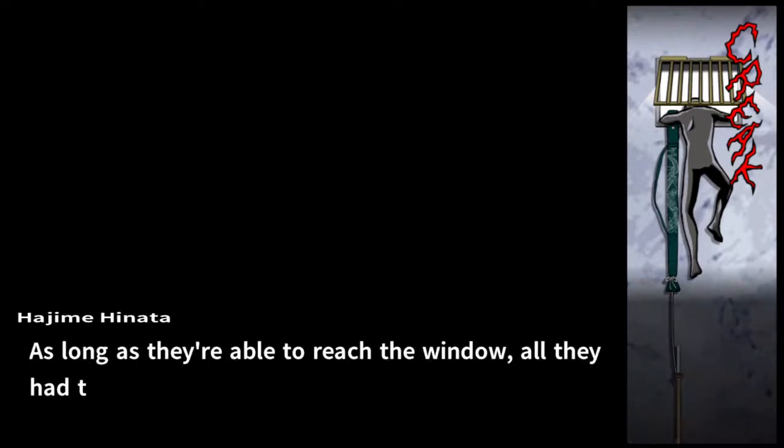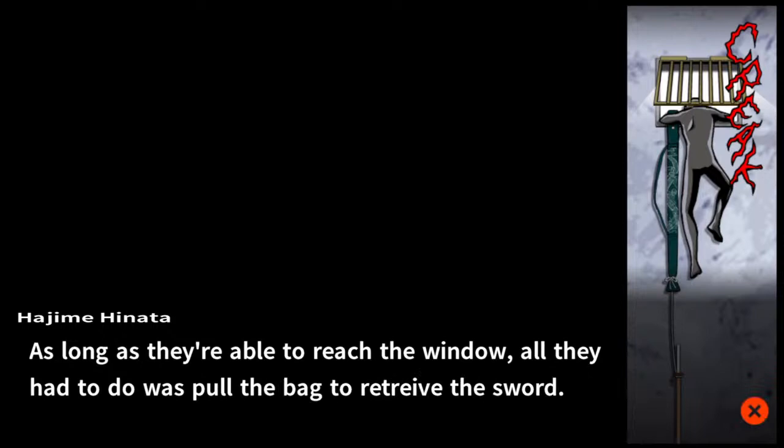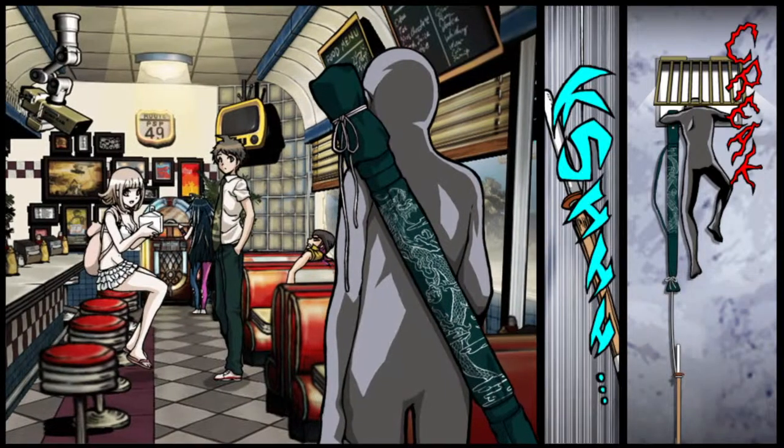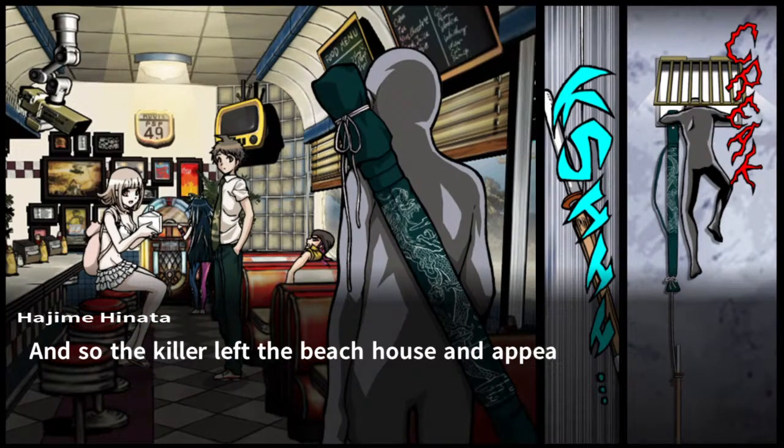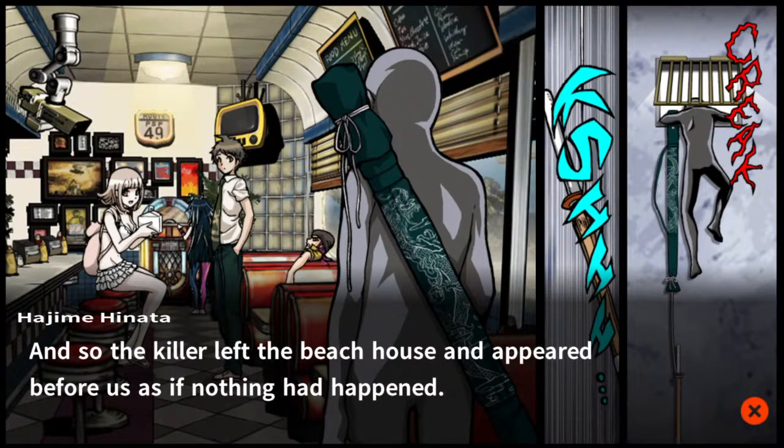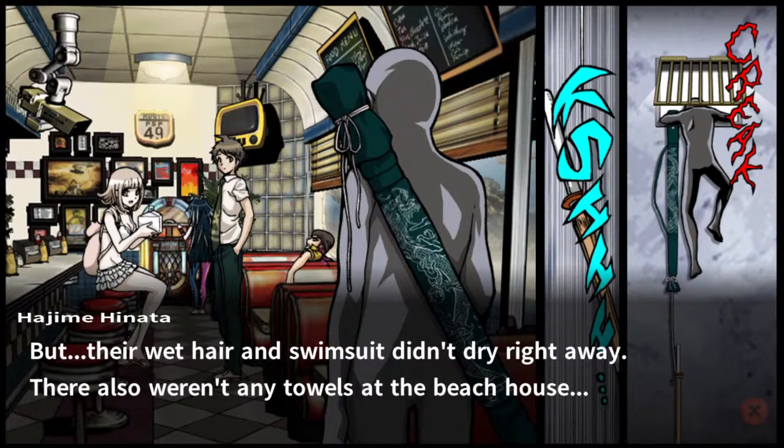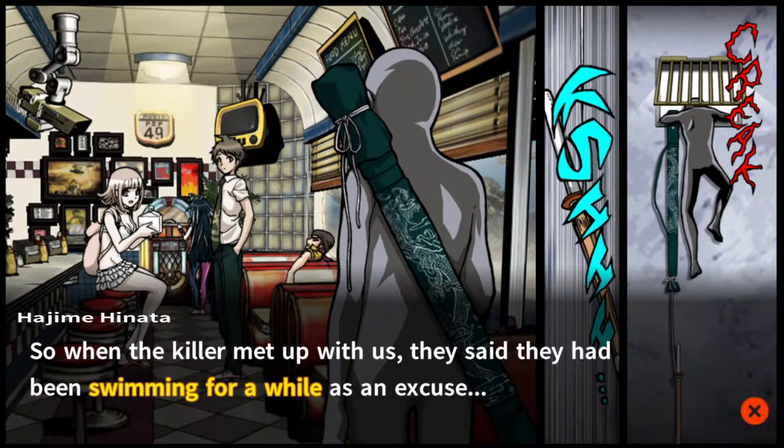As long as they're able to reach the window, all they had to do was pull the bag to retrieve the sword. And so the killer left the beach house and appeared before us as if nothing had happened. But their wet hair and swimsuit didn't dry right away. There also weren't any towels at the beach house. So when the killer met up with us, they said they had been swimming for a while as an excuse.